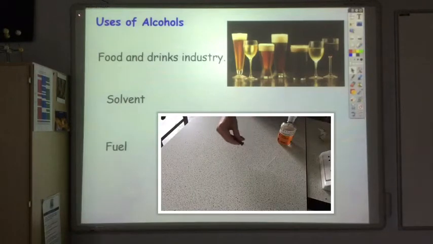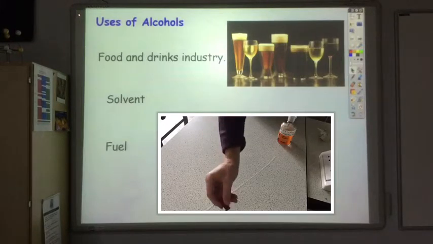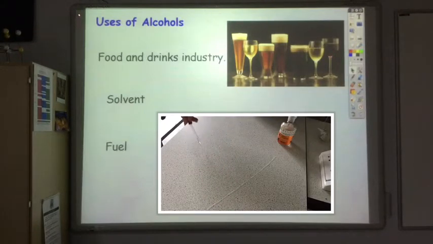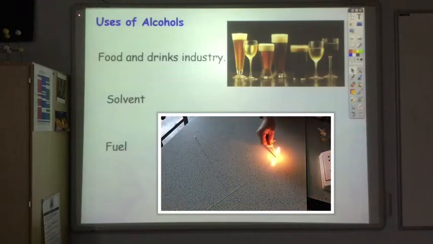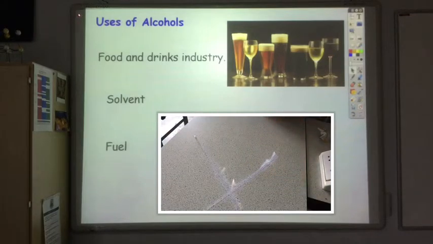As mentioned, alcohols are of course very flammable, and this means that they're used an awful lot as a very useful fuel, as an alternative maybe to fossil fuels, and also can be used for cooking, camping stoves, etc. So very, very flammable.